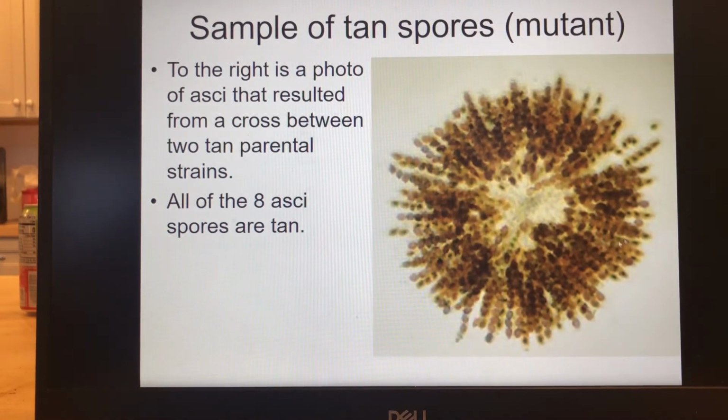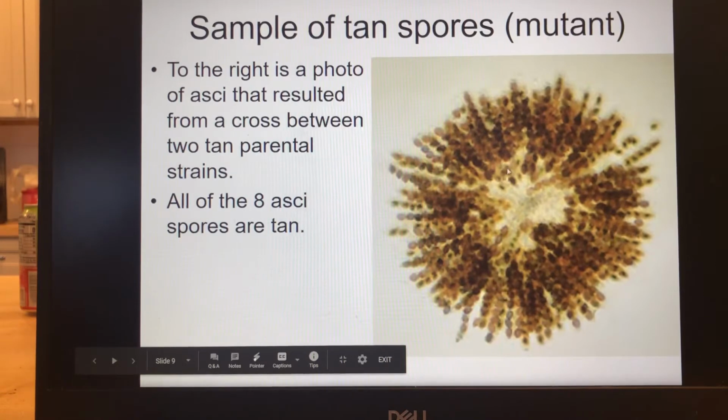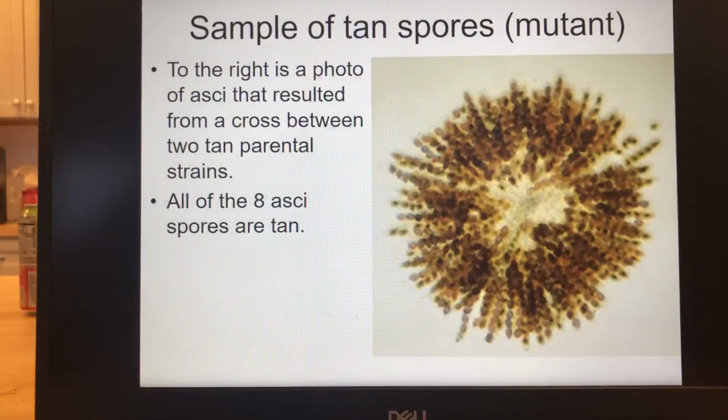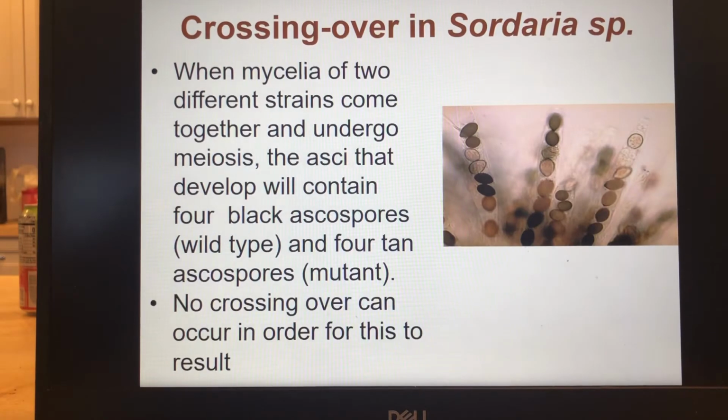And what this is showing, again, this is the perithecium. So you're going to see tons of asci in here, okay? And these asci, again, these are what your cards are going to look like, except we're doing a cross. So you're going to have tan and black spores. Okay, so now let's take a look at crossing over in Sordaria.